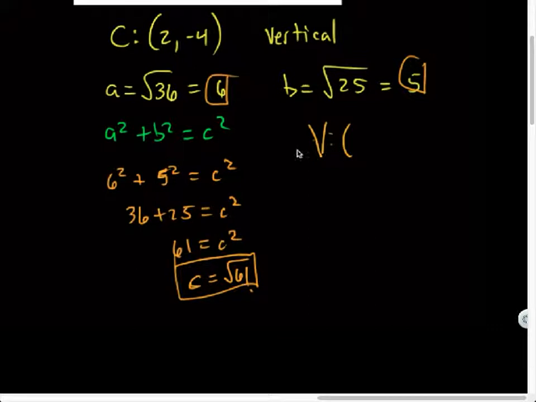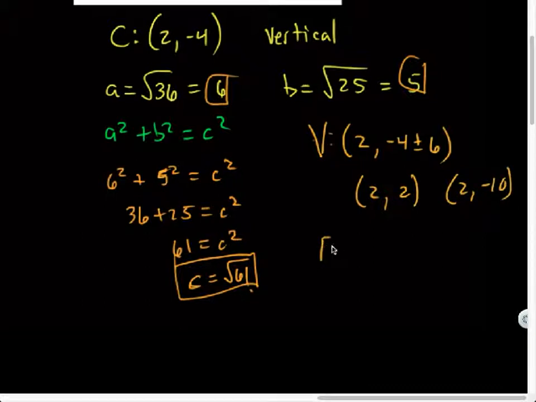So anyways, which direction am I adding a to? Which coordinate? The y coordinate, because this is vertically oriented. So 2 comma -4 plus or minus 6 would give me my vertices. So those specifically would be 2 comma 2 and 2 comma -10.